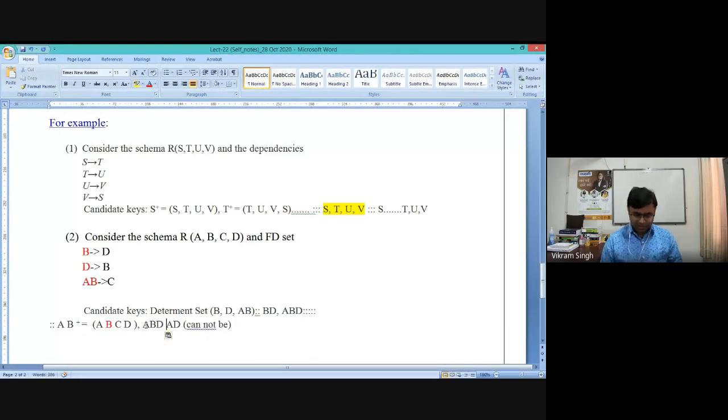So let me mark this also as a candidate key, or closure set, which will be able to access all the remaining attributes. By using ABD, you can claim that I'm able to access all the remaining attributes. But AD cannot be. So let me place it here.